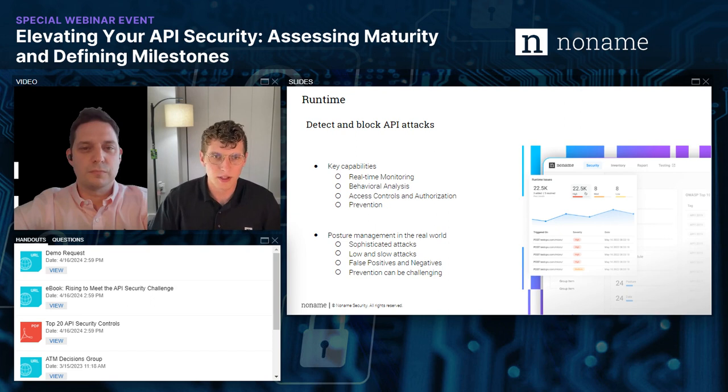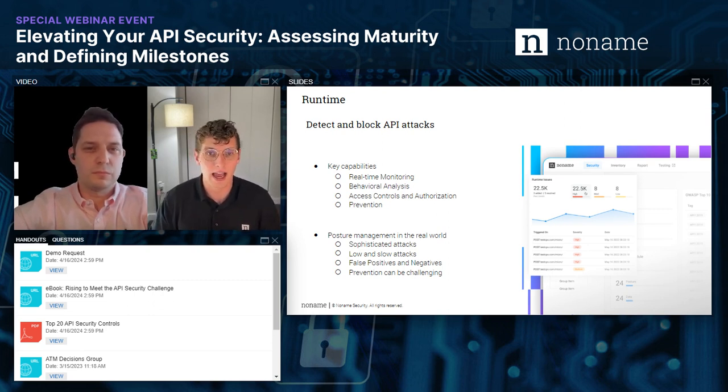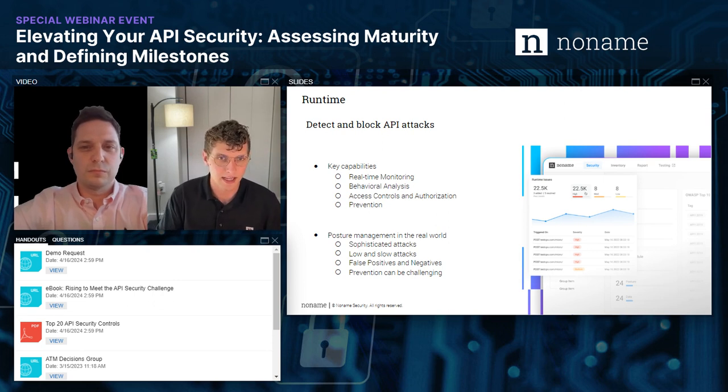Another focus area is implementing access control and authorization mechanisms, especially for any public facing API. This will ensure that only authorized users and applications can access these API resources. And once you determine that there's an attack, you'll need some capabilities to stop it.